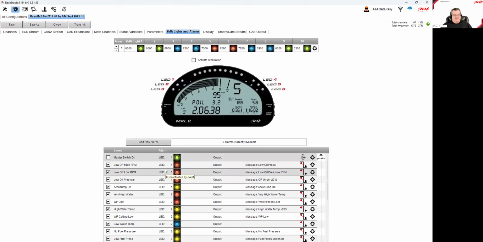But the other one that we did a lot of work on: he wanted a light and a message for when the AccuSump was on. He wanted any number of things, and so he had a lot of really handy alarms and events that he had set up, which was pretty cool. I really enjoyed that he had done that.